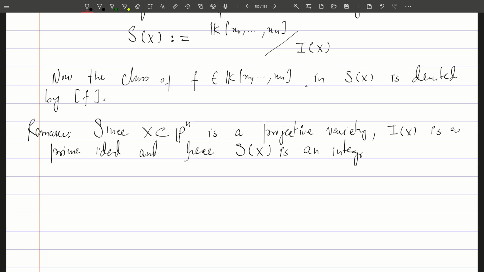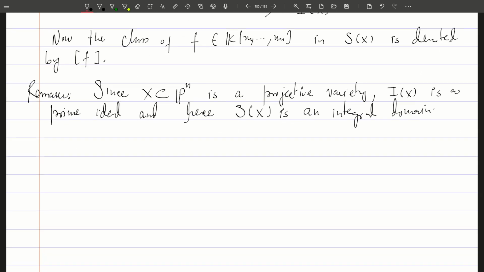So this is an integral domain. Now we have one more remark here. Unlike the affine case, elements of Sx do not define functions on X. So let us make this a remark here.